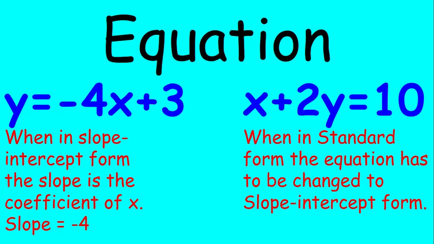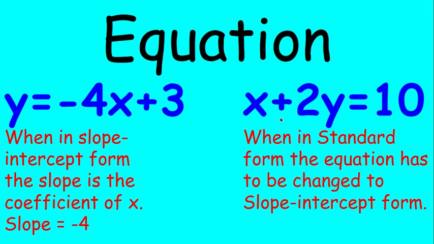One way in which we have computed slope this year or looked at slope is through an equation. So I have two equations here. The one on the left side, y equals negative 4x plus 3, is in slope-intercept form. When an equation is in slope-intercept form, it's really easy to determine the slope of this equation. It's the coefficient of x. So in this case, our slope is negative 4 because negative 4 is the coefficient of x.